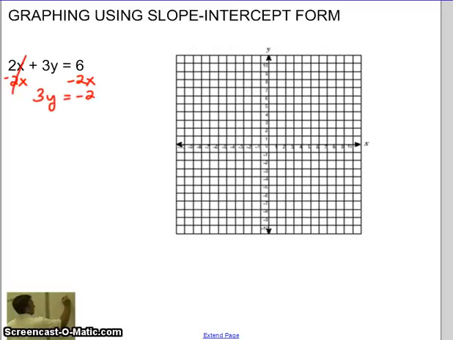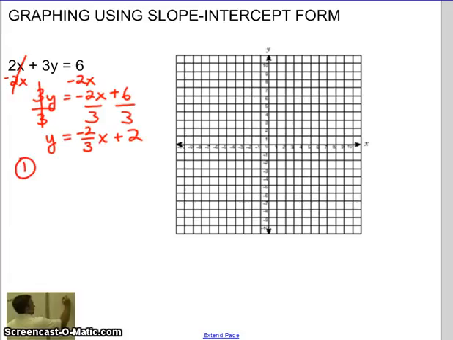So we have 3y equals -2x plus 6. And I wrote the -2 first because I want it to look like y equals mx plus b. Divide by 3 to get rid of the 3 from the y. And I'm left with y equals -2/3 x plus 2. Alright, so now I have it in slope-intercept form.